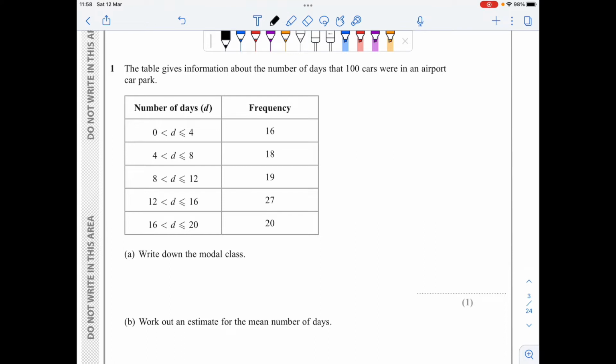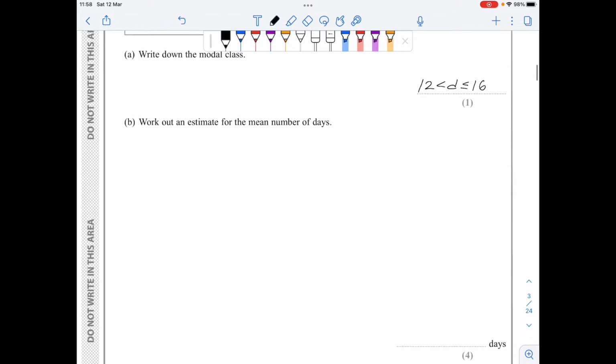In part A of question one, the model class is the class with the highest frequency. Now the highest frequency is 27, so this is the modal class. For part B, I need to estimate the mean number of days.